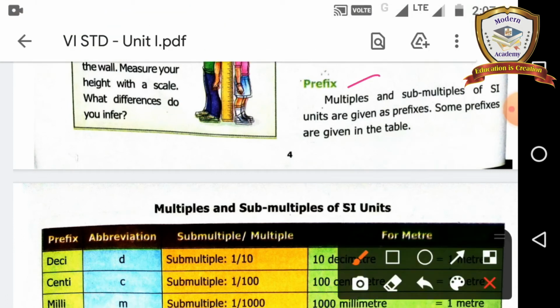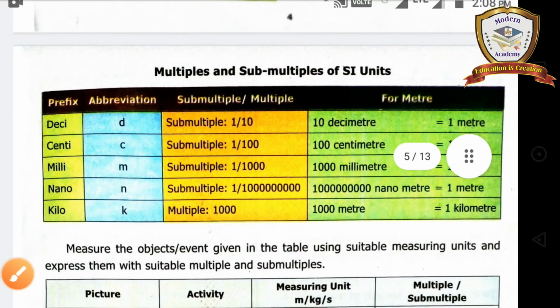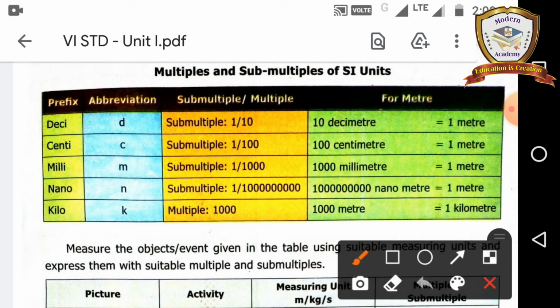Prefix. Multiples and submultiples of SI units are given as prefixes. Some prefixes are given in the table. Multiples and submultiples of SI units. Prefix, abbreviation, submultiple or multiple. For the meter case, deci, abbreviated as d, submultiple equal to 1 by 10.